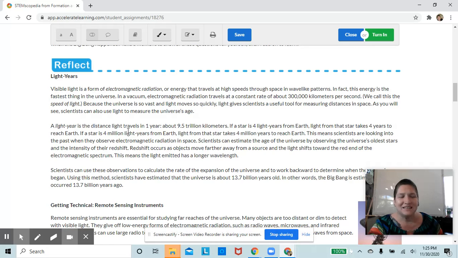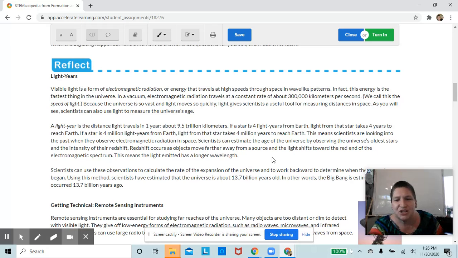Here we go. A light year is the distance light travels in a year, about 9.5 trillion kilometers. If a star is 4 light years from Earth, light from that star takes 4 years to reach Earth. If a star is 4 million light years from Earth, light from that star takes 4 million years to reach Earth. This means scientists are, in a sense, looking into the past when they observe electromagnetic radiation in space.